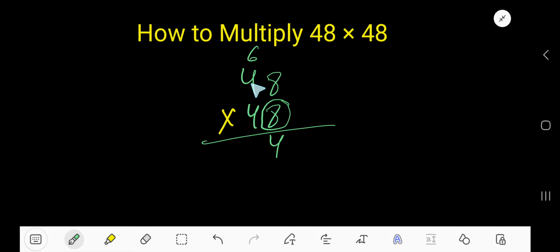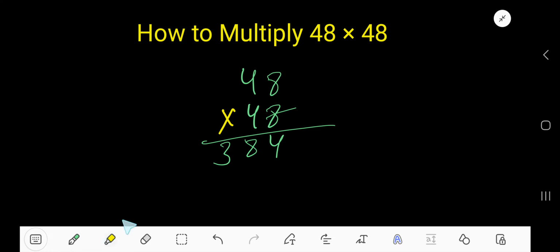Okay. 8 times 4 equal to what? 8 times 2 equal to 16. 8 times 3, 24. 8 times 4, 32. 32 and 6, 38. So write 38. So 8 will come here and 3 will go to the next column. That is here.